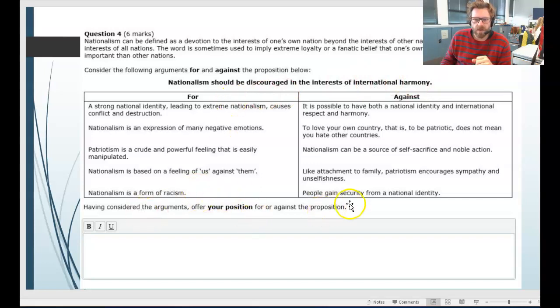Now, here is what you need to do here, underneath those statements. Having considered the arguments, offer your position for or against this proposition. So this is asking you to put forwards the best argument that you can. You're encouraged to go beyond what's in the question here if you think it might be worthwhile. The vast majority of responses that students have provided, I'm told in the examiner's report, stuck with what was given in the question, all of the reasons. So don't think that you have to be creative and come up with something new.